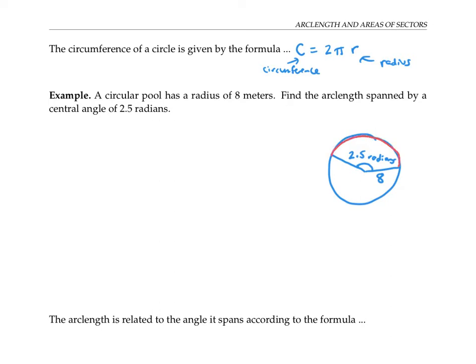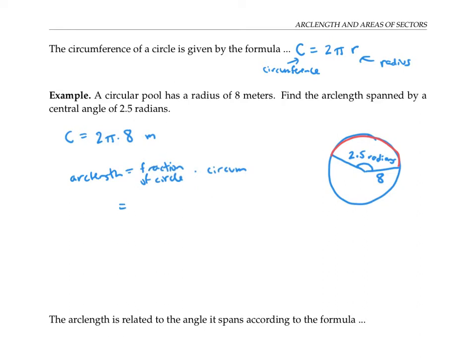I know that the total circumference is going to be 2 pi times 8 meters. But I just want a fraction of the circumference. The arc length I want is going to be given by the fraction of the circle that the angle makes times the circumference of the circle.